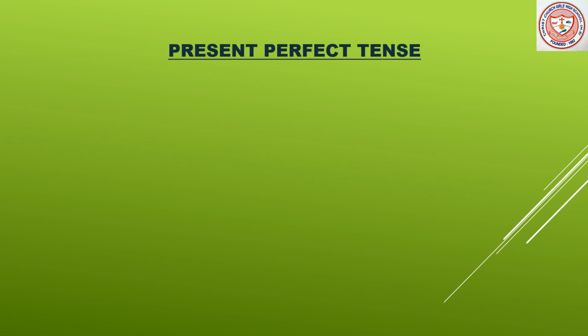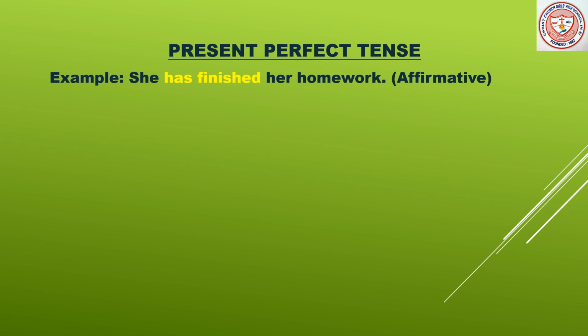Now we will talk about present perfect tense. So what is that? Present perfect tense is used when the work has been done but its effect lasts. Let us go through the example. She has finished her homework, and you can see that this is an affirmative sentence and this is indicating completed activities in the immediate past.